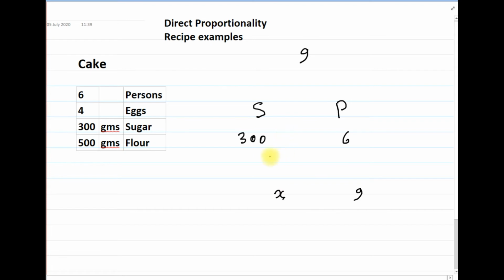Again, it's this times that and divided by this. So our x here would be 300 times 9 divided by 6. And if I do my mental sums correctly, 6 and 3, that becomes 50, that becomes 450.